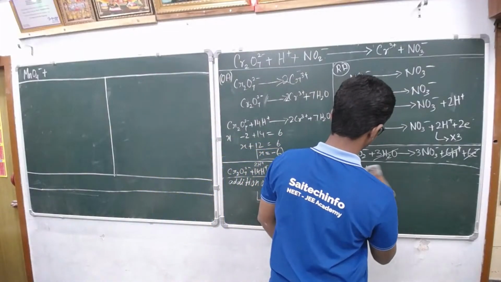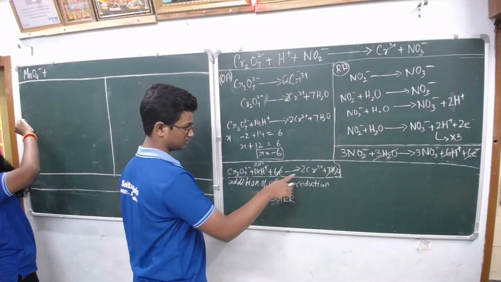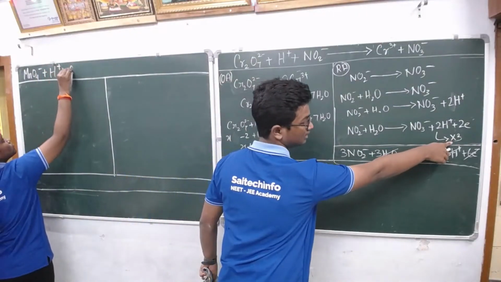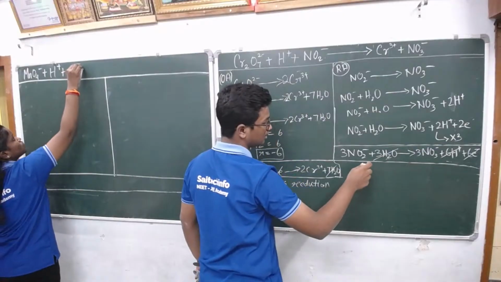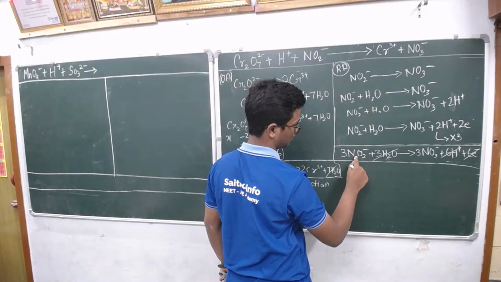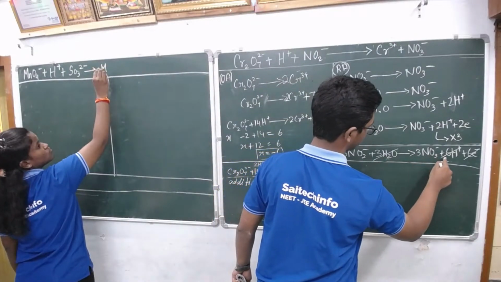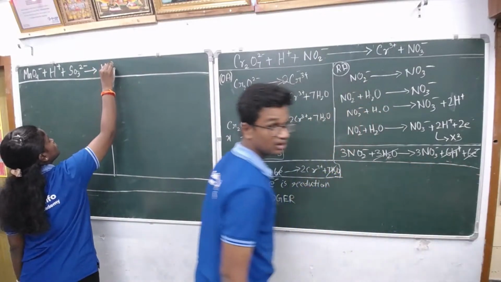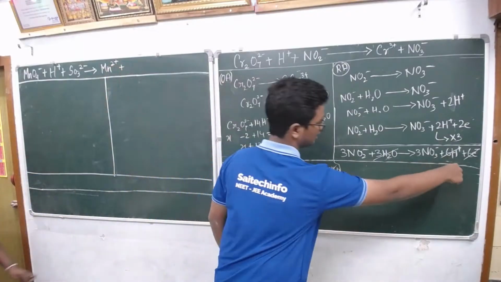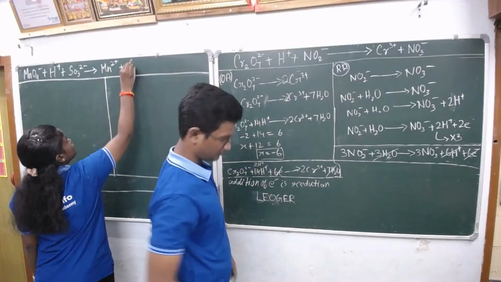And then we are multiplying by 3 so that we can cancel out the electrons. So we are multiplying by 3 here, sir, and this is the multiplied equation: 3NO2 minus plus 3H2O to form 3NO3 minus plus 6H plus plus 6e. Good. Then we are cancelling 6e and 6e. Write down the combined reaction. Erase all these things.